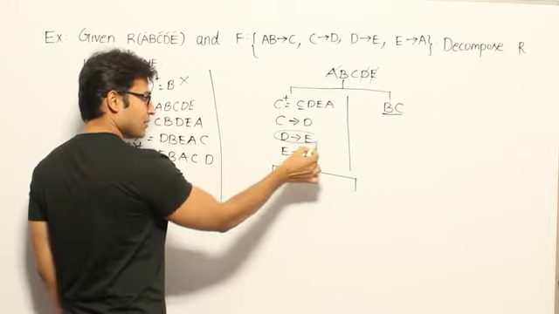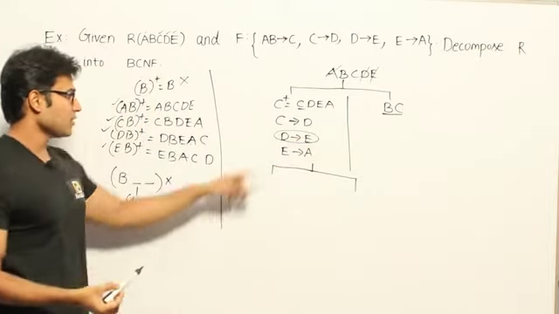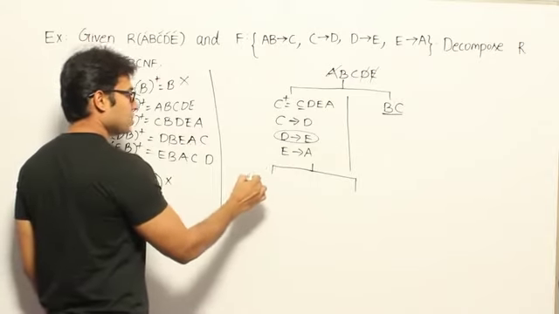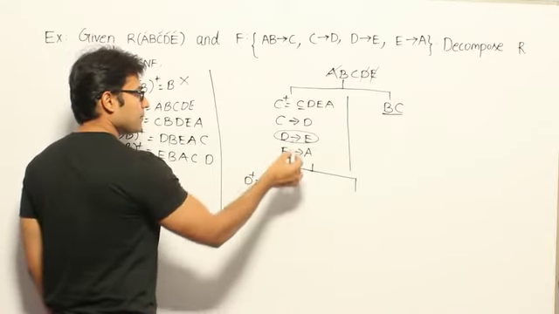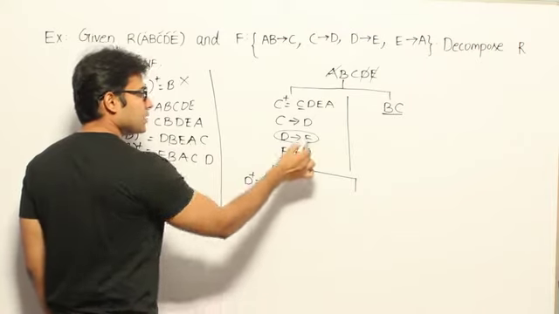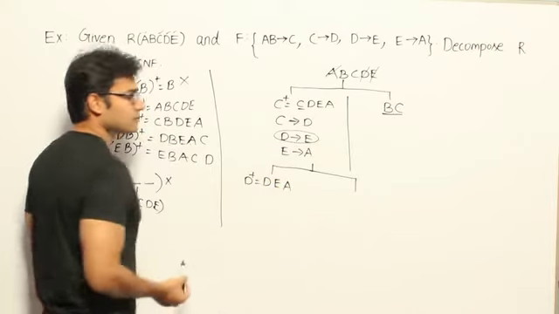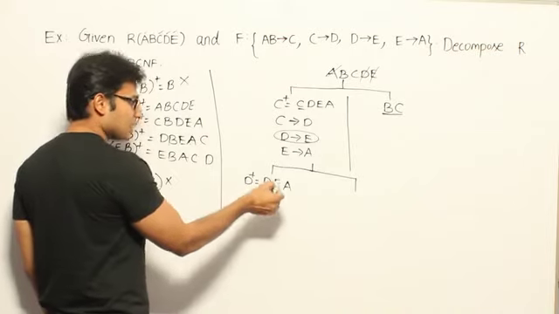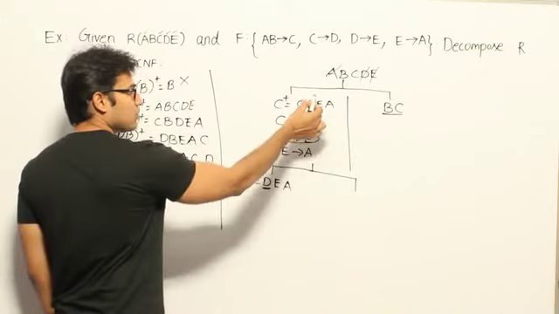This is the first functional dependency that I came across, because of which this table is not in BCNF. So I'll be taking D plus. If I take D plus, what do I get? D, and again E, and again A. Which means D is going to take away with it E and A. So E and A are gone.